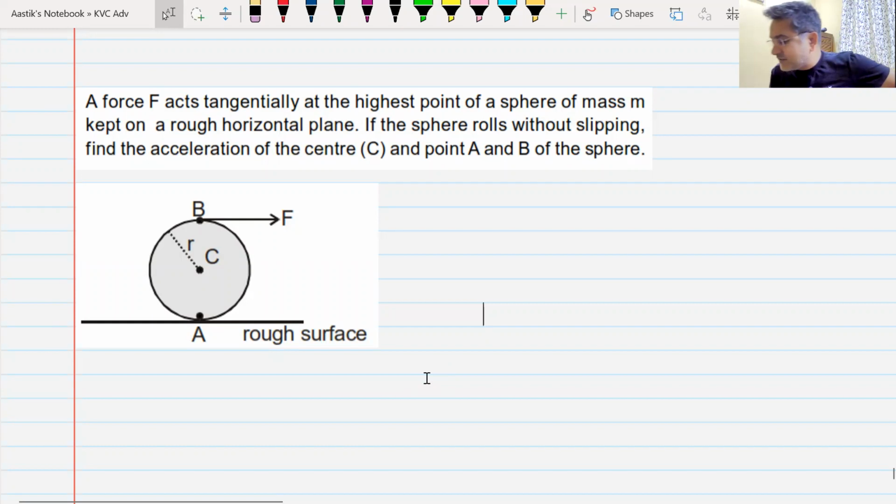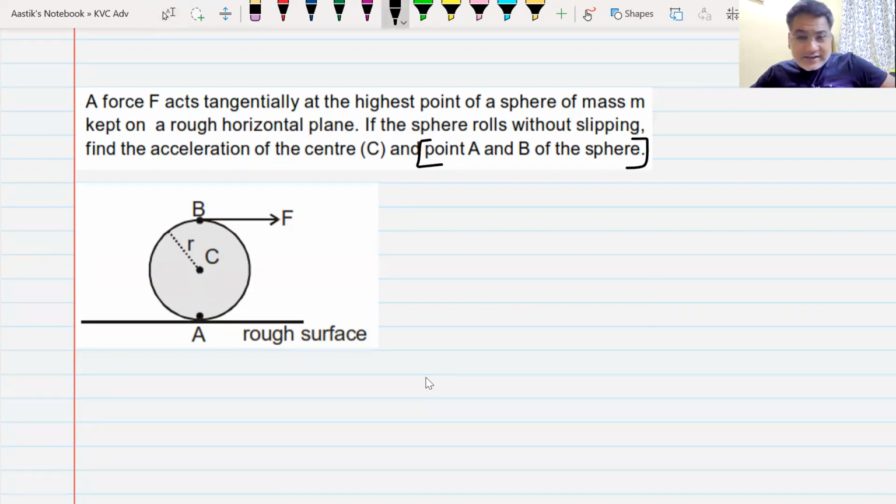A force F acts tangentially at the highest point of a sphere. Whenever it says sphere, sphere is always solid. Of mass m kept on a rough horizontal surface, friction is sufficient. If the sphere rolls without slipping, find the acceleration of the center of mass. Point A, point B, you may not find, and you will find out the value of alpha. You can also find this, but that's not required. You have to find the acceleration of the center of mass, alpha, and the value of Fs, and obviously the direction of Fs.